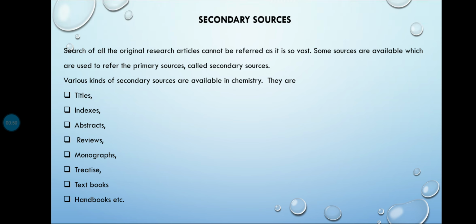Secondary sources: search of all the original research articles cannot be done as it is so vast. Some sources are available which are used to refer the primary sources, called secondary sources. There are various kinds of secondary sources available in chemistry.